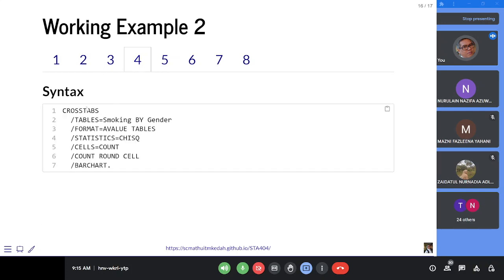So this is the syntax. Kalau untuk those yang expert guna syntax dalam SPSS, this will be the syntax. So yang ni kita skip dulu.